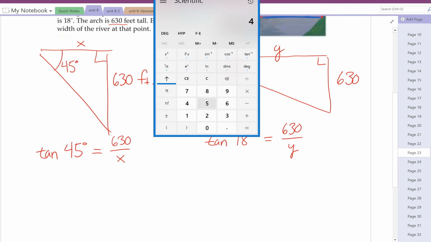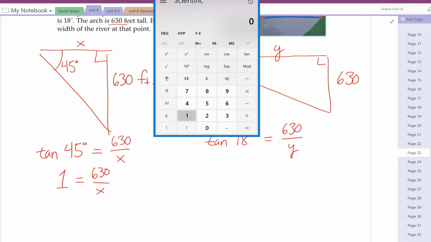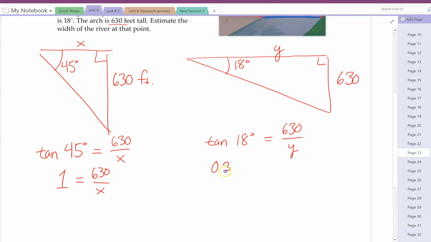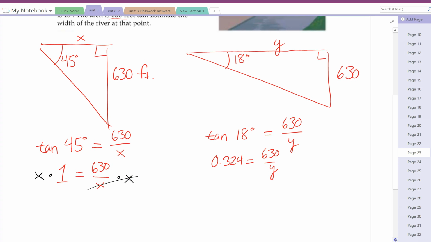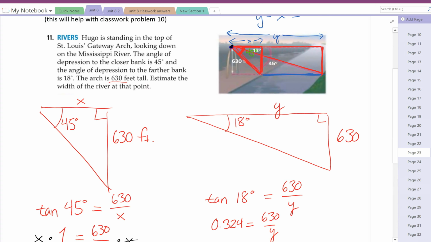Okay. Need to know the tangent of 45 degrees is just 1. Tangent of 45 degrees is just 1, which is going to be easy to work with. Now I need the tangent of 18 degrees. 0.324. All right. When you have X as the denominator of a fraction, the only thing available to you is to multiply both sides of the equation by X, right? Because when you multiply any fraction by its denominator, it just leaves you with the numerator. So this one's going to be easy. X times 1 is just 1x or just X, and on the other side we have 630. So what that tells us is that this distance right here from where Hugo was looking to the nearest side of the river is just 630, not degrees, 630 feet.